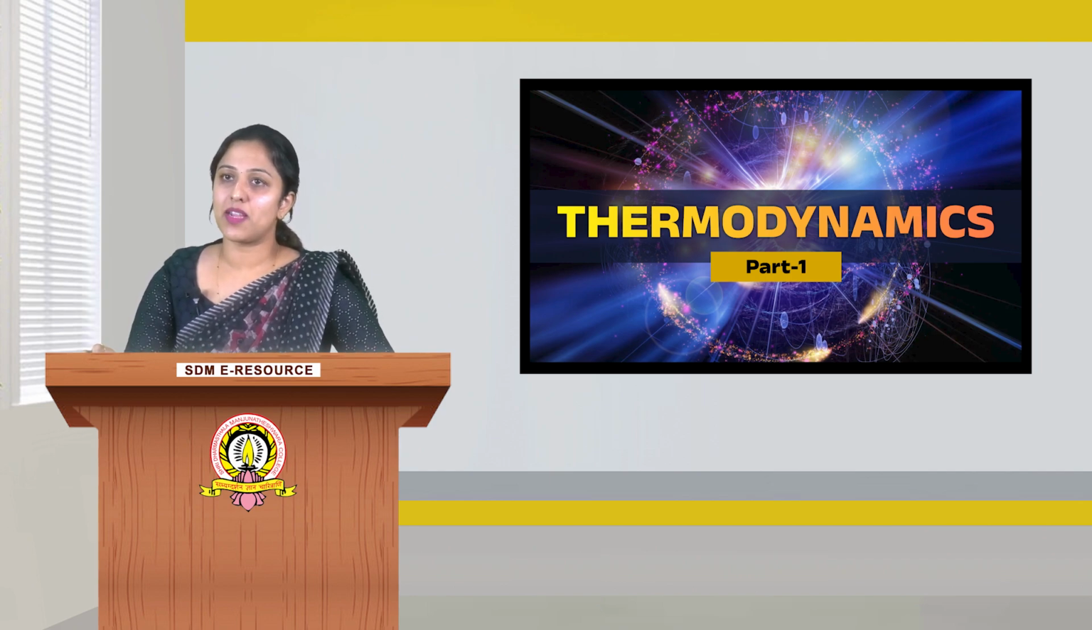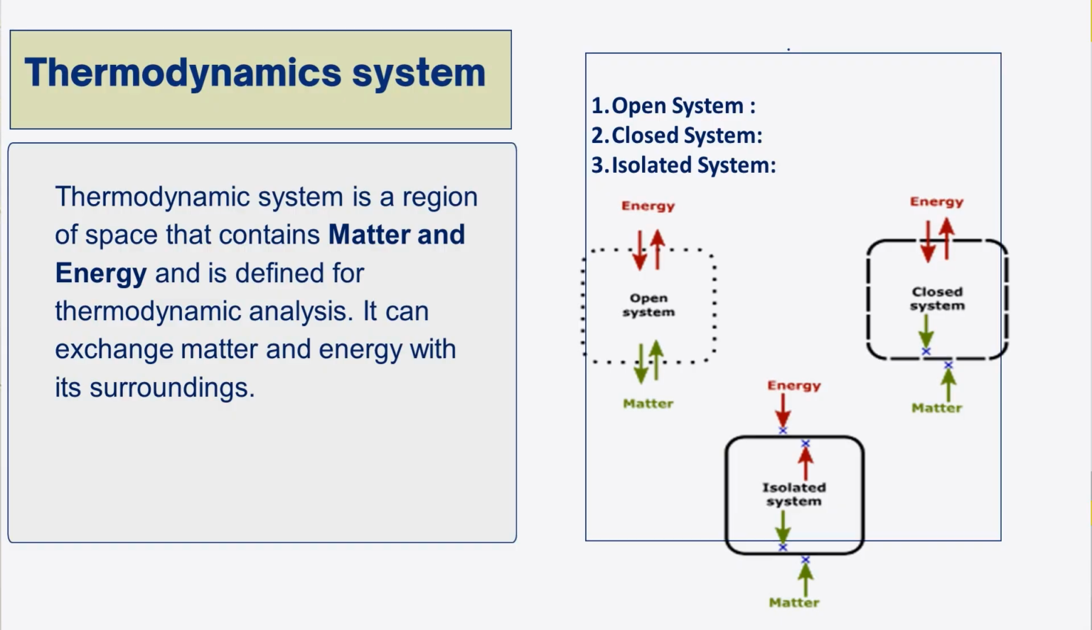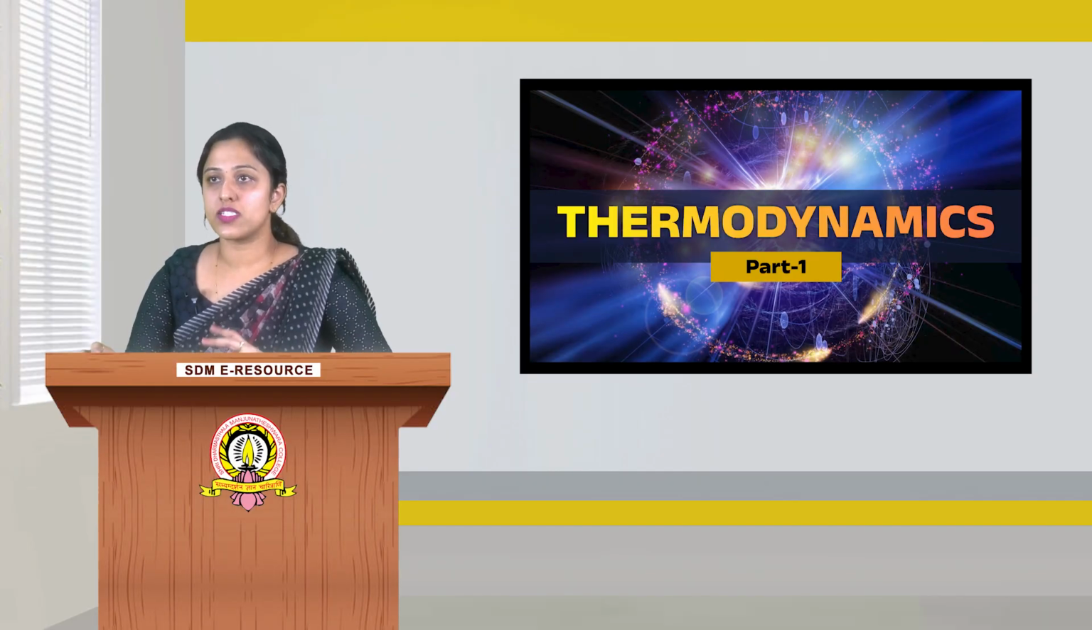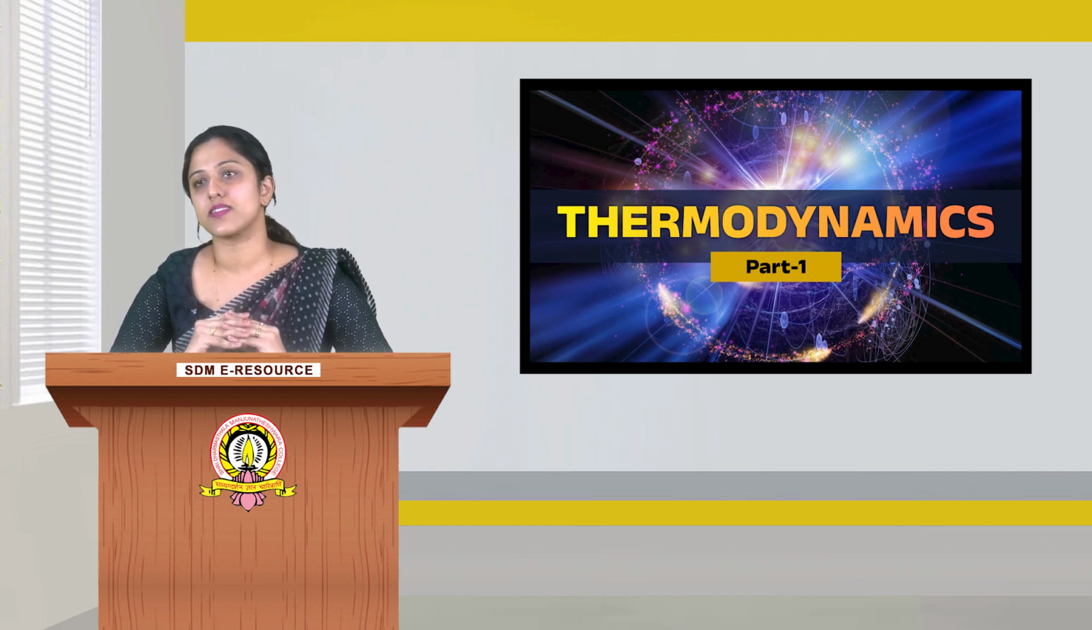Now what is a thermodynamic system? A thermodynamic system is a region of space that contains matter and energy and is defined for thermodynamic analysis. It can exchange matter and energy with its surroundings. These thermodynamic systems are classified into three types: open system, closed system and isolated system. Let us discuss one by one what is an open system, what is a closed system and what is an isolated system.